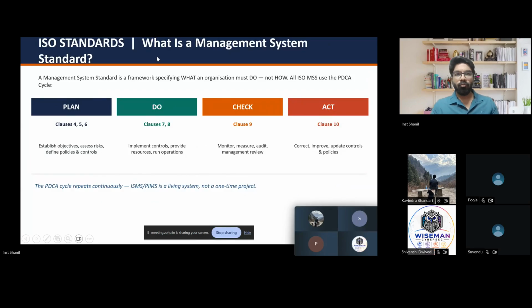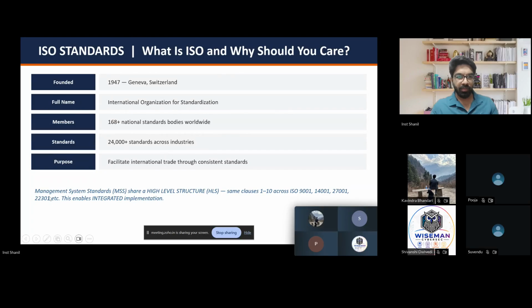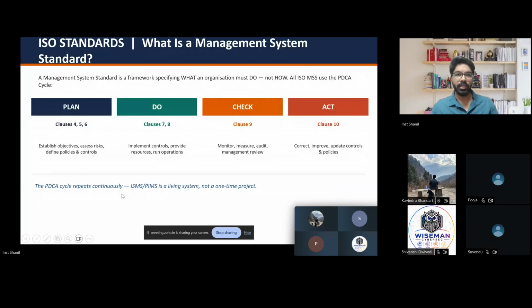What is a management system standard? On the previous slide, we were having management system standard. We'll get to know what it is. A management system standard is a framework specifying what an organization must do, not how. Why are the standards created? To provide you a guideline that these are the tested set of criteria or set of activities which an organization can follow to maintain a good information security posture within the company.